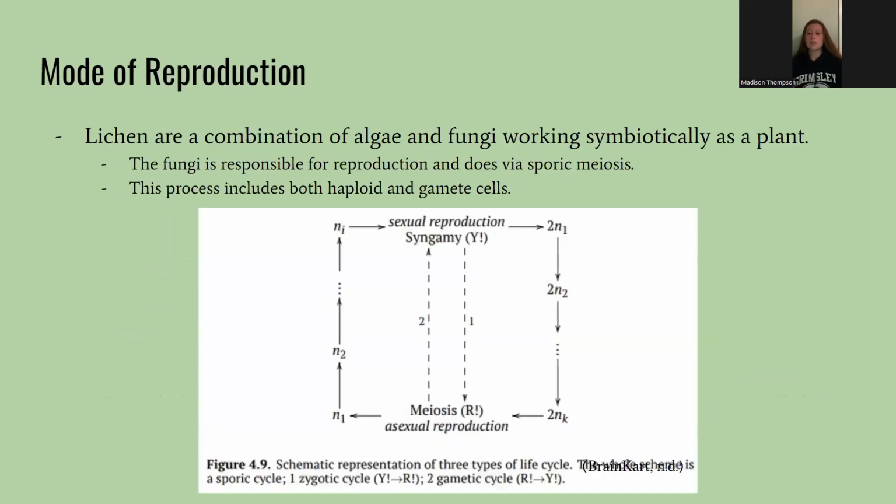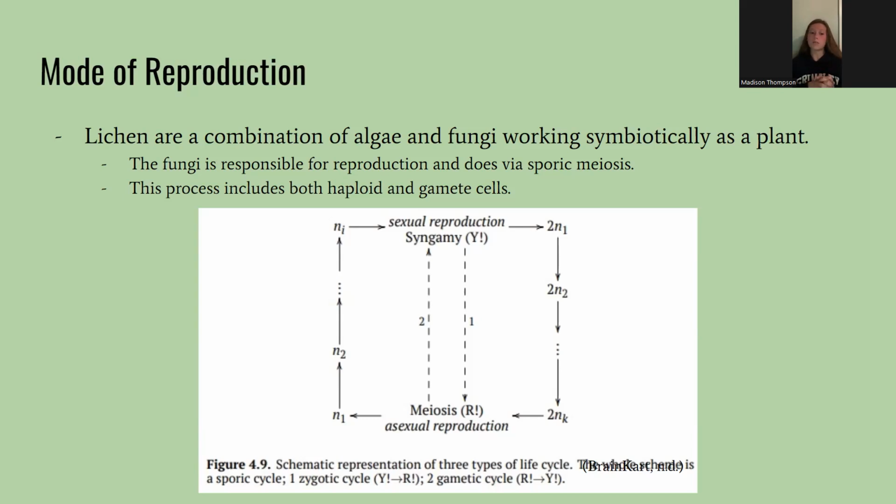So as for the mode of reproduction, lichen are a combination of algae and fungi, and they work symbiotically as well as a plant. And this symbiotic relationship results in two things that are totally different. The best example I can give for this is sodium chloride. You have sodium and you have chlorine, and they're very dangerous apart. But when you put them together, you have table salt, which is something that's essential to our survival.